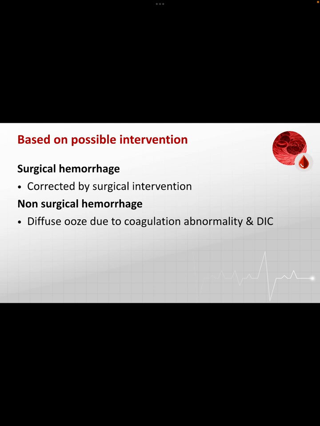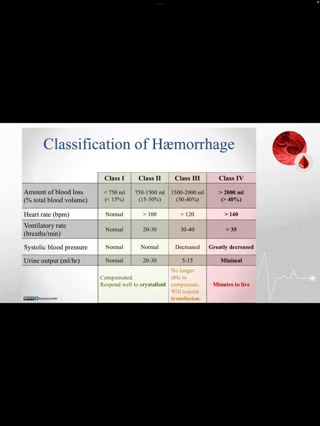Based on possible intervention, we can classify it as surgical hemorrhage, which can be corrected by surgical intervention only, and non-surgical hemorrhage, when there is a diffuse ooze due to bleeding-related disorders like coagulation abnormality or disseminated intravascular coagulation, that kind of disease.